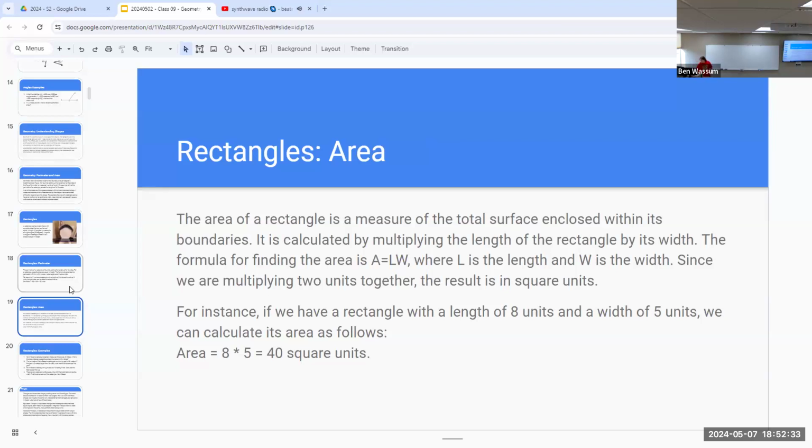Area. So rectangles have area calculated by area equals length times width. So you just multiply them together, right? Not bad. You just multiply the two measures together. It's great.